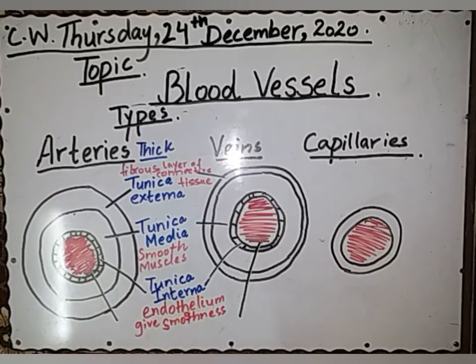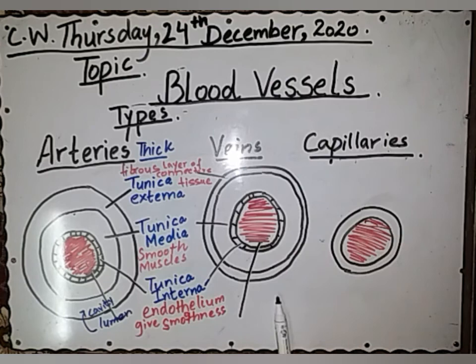Next structure: here I have marked the red sign to show the blood. This is known as lumen. Lumen means cavity. So this cavity is known as the lumen, where the blood flows. This is the structure of arteries.